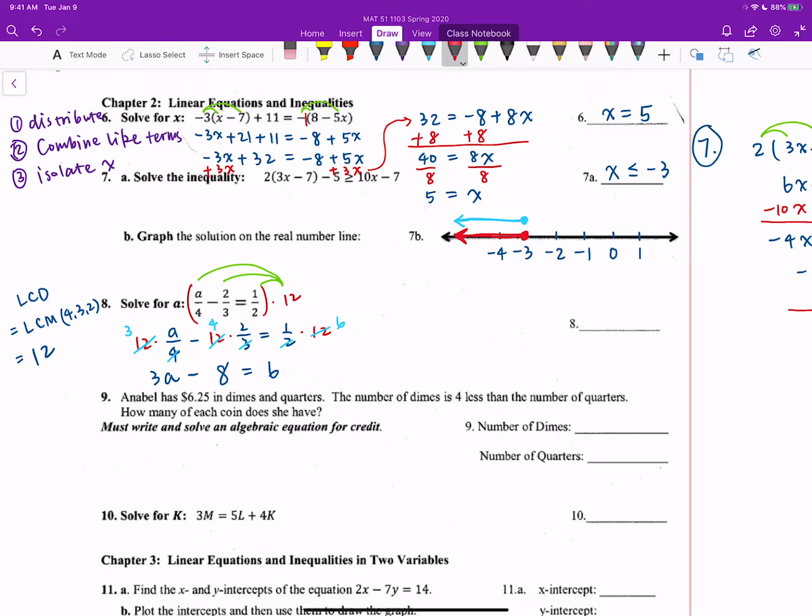Perform inverse operations, so we're going to add 8 on both sides. And if you do that, we will obtain 3a equals 6 plus 8, that is 14. Divide both sides by the coefficient of a, which is 3. We obtain the value of a is 14 over 3. Let's write down our solution. A equals 14 over 3.